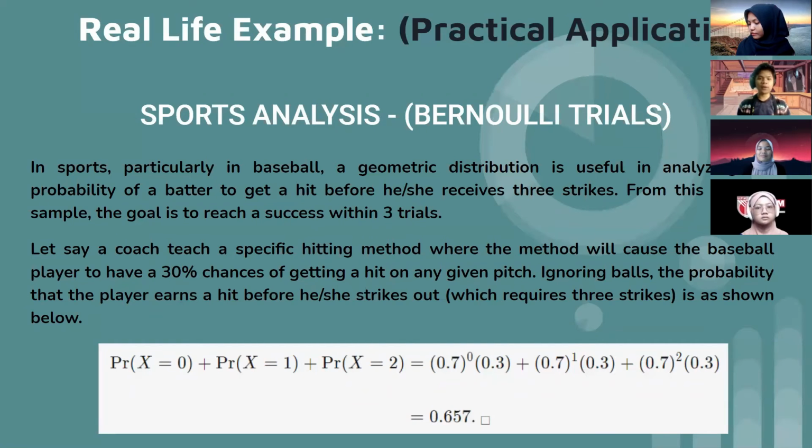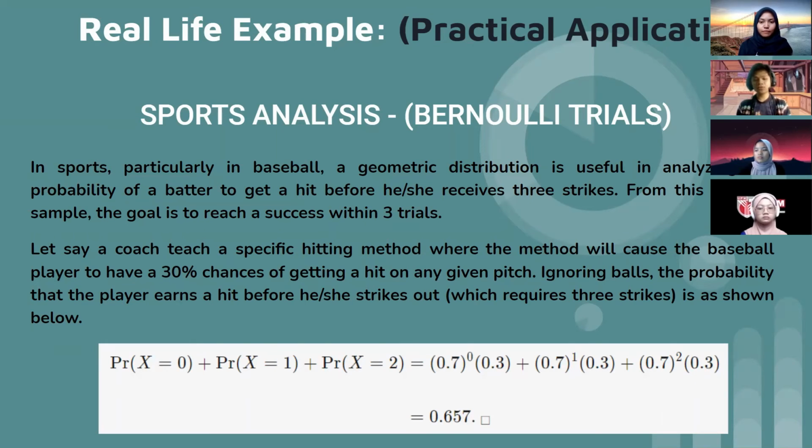I took a sports analysis, where my teammates just explained the Bernoulli trials. To rephrase, Bernoulli trials is where the first success can be found within a number of trials. Let's say in sports, particularly in baseball, geometric distribution is useful in analyzing the probability of a batter getting a hit before he or she receives 3 strikes. From this real life example, the goal is to reach a success within 3 trials.